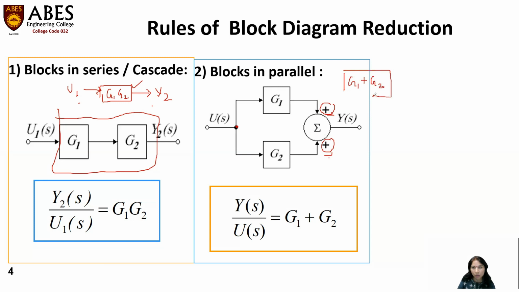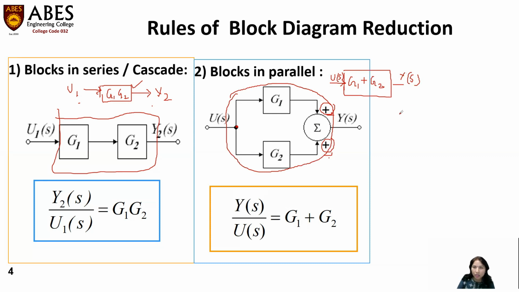This single block we will get. So basically by using this rule, I have converted this whole block into a single block, which is having input U(s) and output Y(s). And if I want to write the transfer function of this block, I will write Y(s) upon U(s) is equal to G1 plus G2.